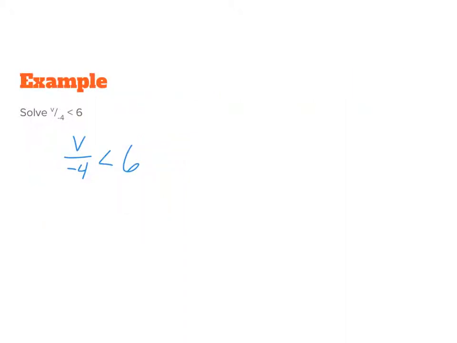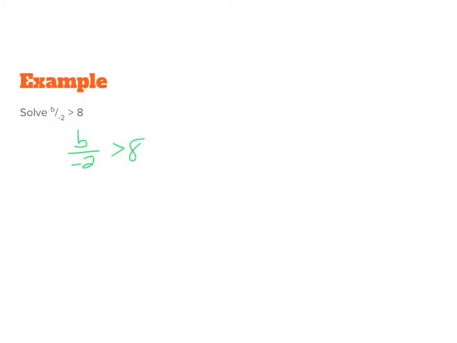Our next example, we have v divided by a negative 4 is less than 6. Okay, so again, right now v is being divided by a negative 4. So in order to undo that, I need to multiply by a negative 4 on the left. And if I multiply the left by a negative 4, I have to multiply the right by a negative 4 as well. On the left, the negative 4's cancel out, leaving just v. My inequality was less than, but since I multiplied by a negative number, I have to flip it to become a greater than. And on the right side, 6 times negative 4 is negative 24. So my final answer is going to be v is greater than negative 24.